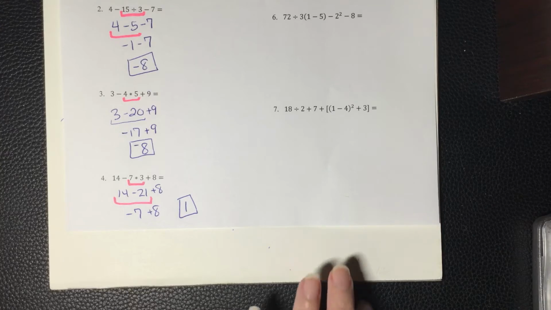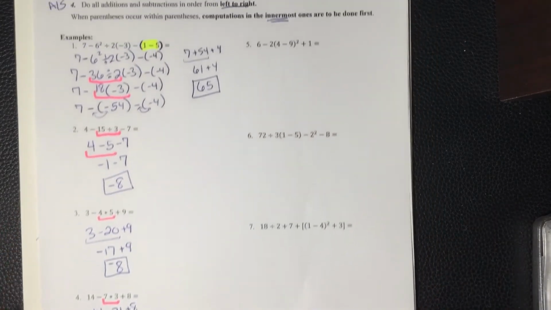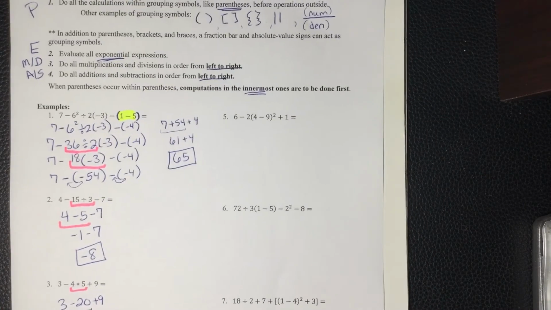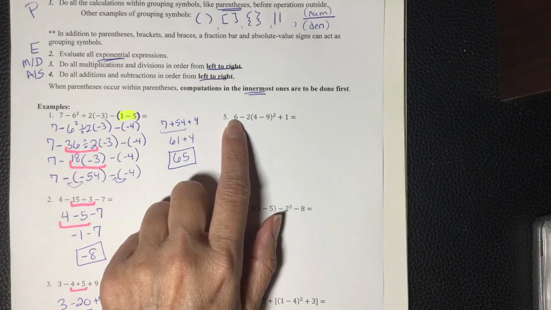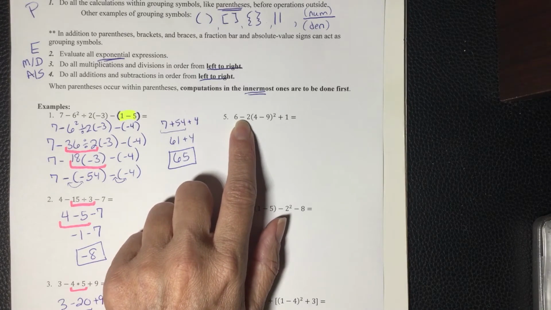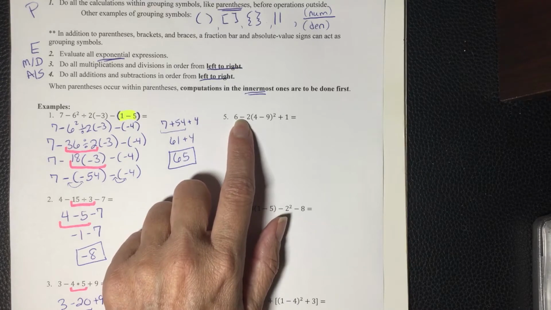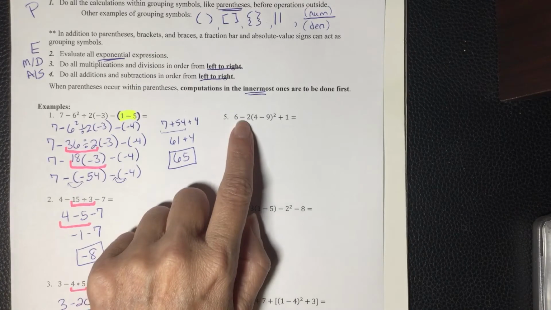All right, so for number 5, this is the one where I see a lot of mistakes. So I want to mention a couple of things. Most common mistake I see is people will go ahead and say, okay, 6 minus 2 gives me 4. So we need to be really careful with that. That's a subtraction, which remember is at the very bottom of the list. So I want to save that.